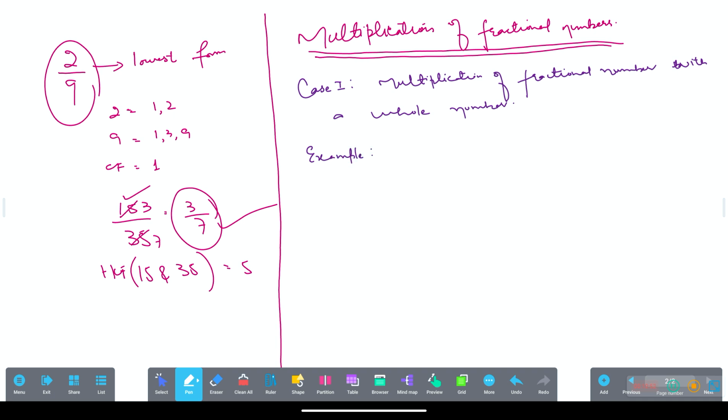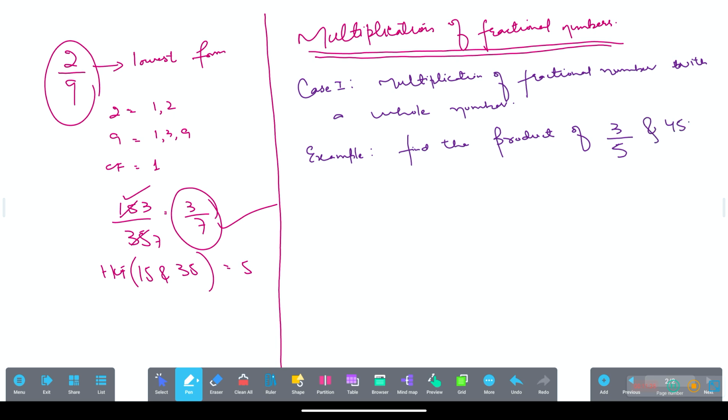I am writing here: Find the product. Whenever I use the word product, I need not define what a product is. Product is the result that we get after multiplying two or more numbers. Find the product of 3 by 5 into 45. Or in place of into, I can write 3 by 5 and 45.